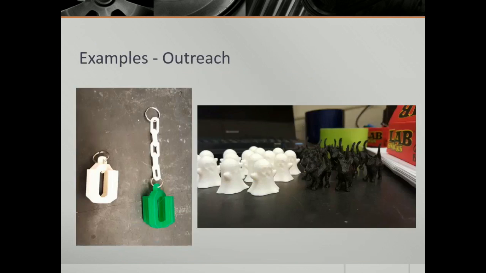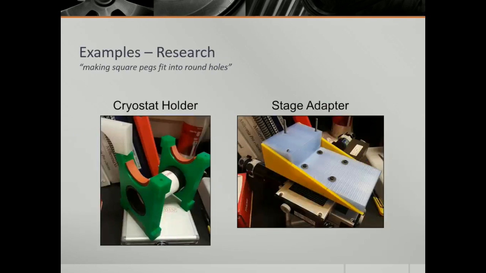Here are some examples of objects that were printed using Ohio University Department of Physics and Astronomy's 3D printer. These include keychains and ghosts and cats that were used for outreach events. However, the real reason why the physics department at Ohio University has a 3D printer is to help aid and facilitate research. 3D printers allow you to make square pegs fit into round holes.